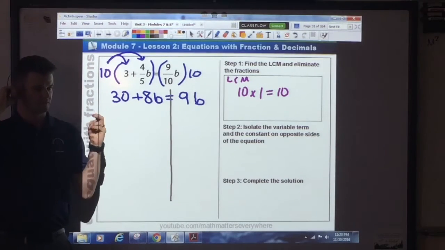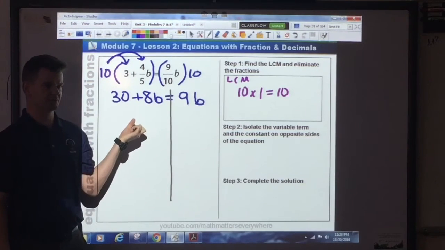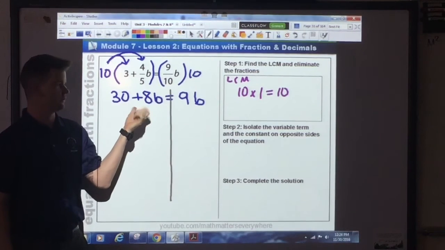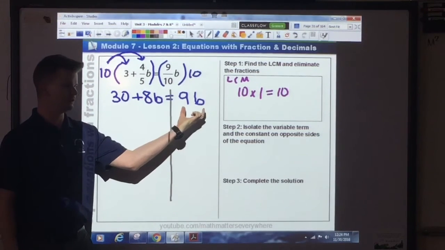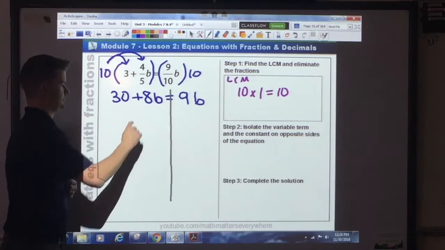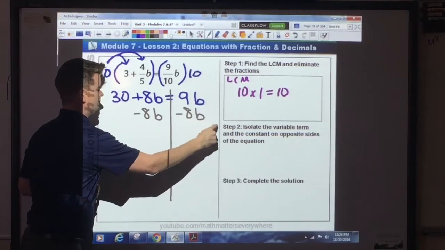Watch. Here's what I want you guys to understand. When you have variables on both sides, you once again look at the coefficients. Which one's smaller? 8. So we need to move this over here. What's the inverse of a positive 8b? Negative 8b. So we're going to subtract 8b here. We're going to subtract 8b here.